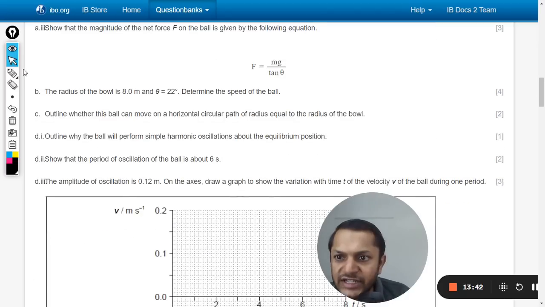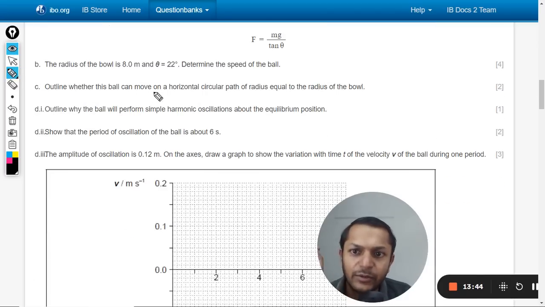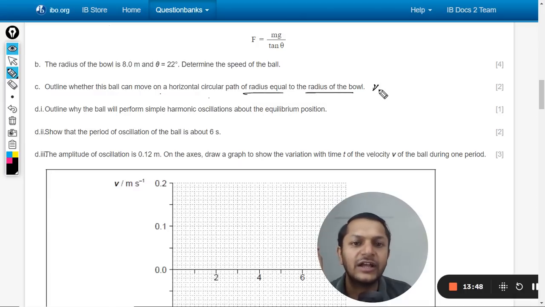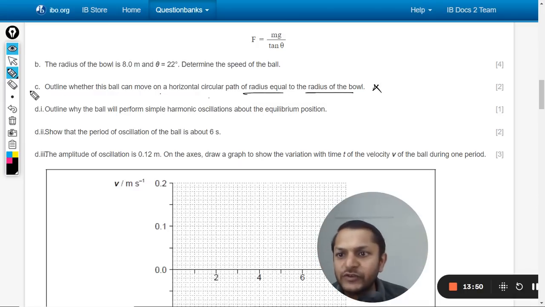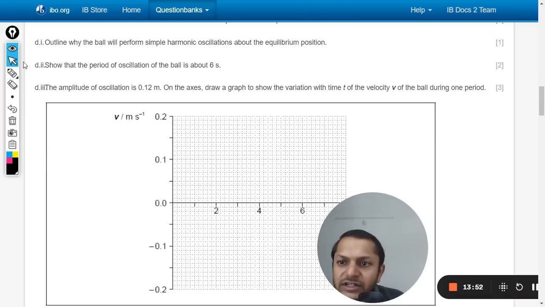Okay, so C is done. Outline whether the ball can move in a horizontal circular path of radius r equal to the radius of the ball. So the answer is no. This is not possible. Let us go to D1 now.